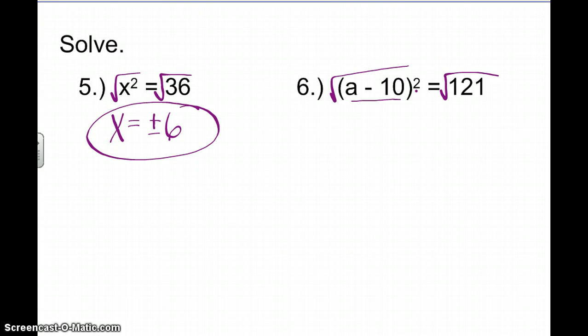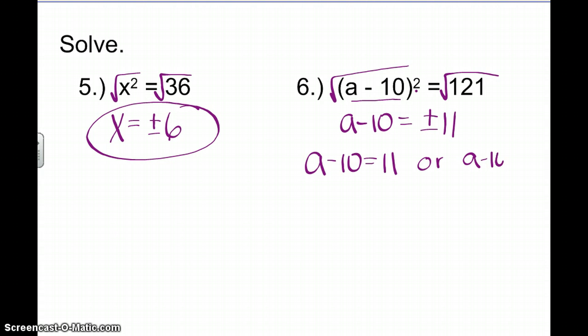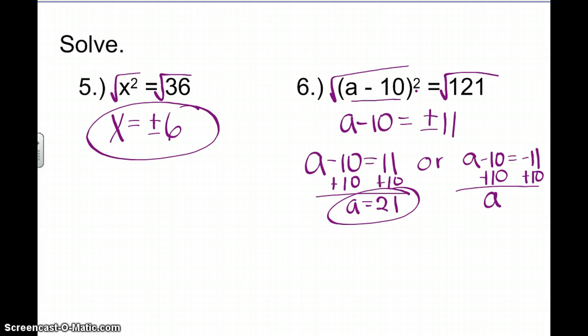Number 6. Again, we have (a - 10) quantity squared, so we can take the square root, and what we do to one side, we have to do to the other. So we're left with a minus 10, as the square root of 121 is 11, and we need to include the positive and negative. So we're going to have 2 solutions: a minus 10 equals a positive 11, or a minus 10 equals a negative 11. We can solve the first one for a by adding 10. a equals 21 is one of our solutions. Then we solve the second equation for a, and we get a equals negative 1 is another solution.